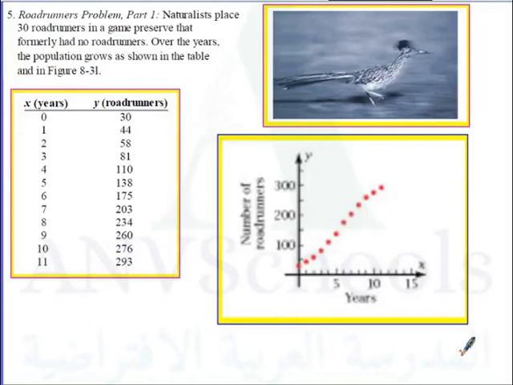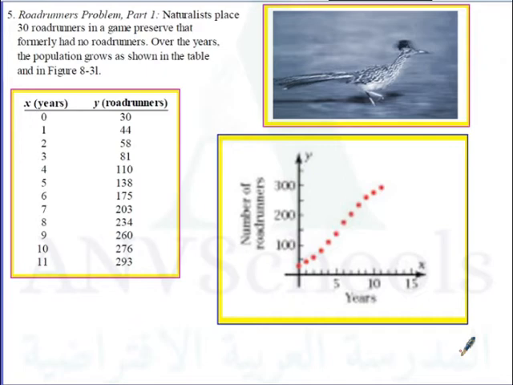Now let's do Roadrunner's problem, part 1. Naturalists placed 30 roadrunners in a game preserve that formerly had no roadrunners. Over the years, the population grows as shown in the table and in figure 8-3L.